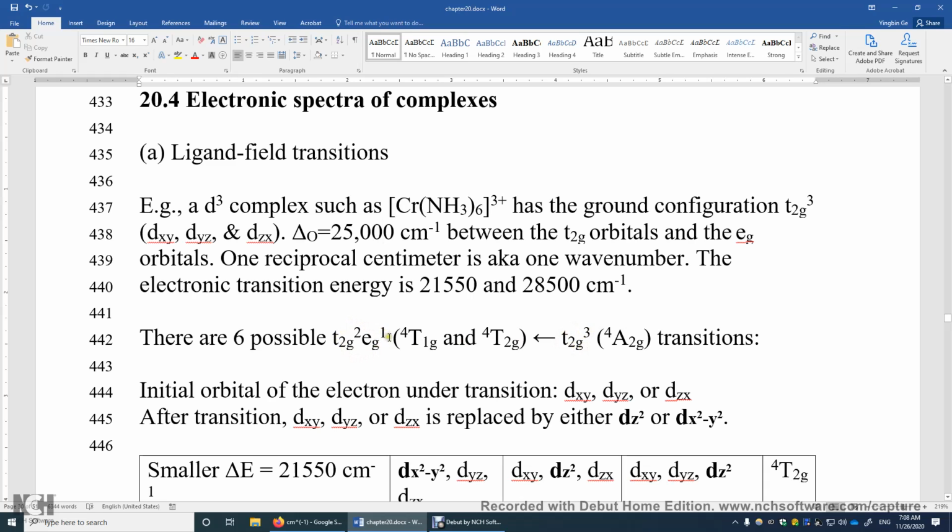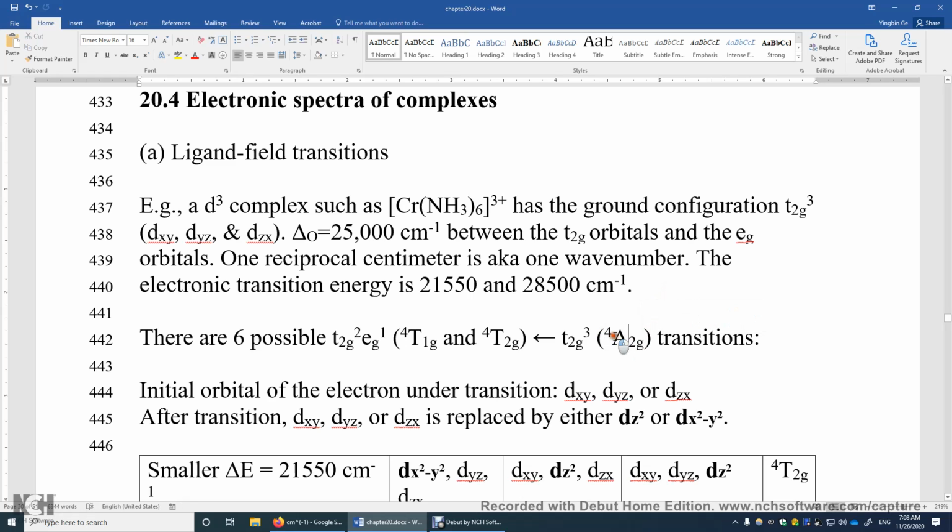This is the final electronic state. Now we have only 2 electrons in the t2g orbitals and 1 electron, after being promoted, in one of the 2 eg orbitals. So 6 options. And also we can look at the symmetry of the total wave function of all 3 electrons. So when you look at this lowercase t2g, that gives you the symmetry of an individual electron. And then this 4A2g gives you the symmetry of all 3 electrons in total.